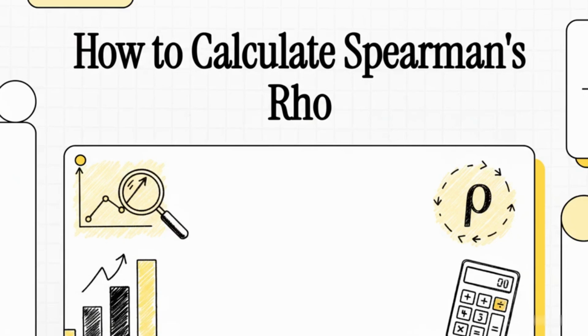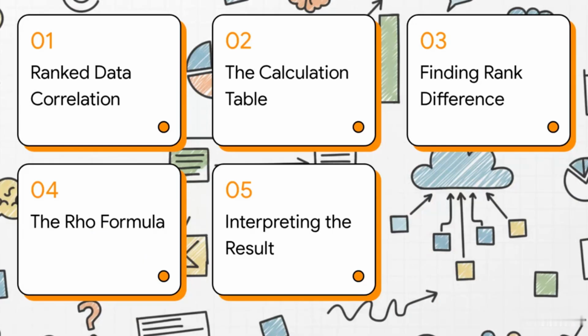Hey there, and welcome. Today we're going to break down step by step how to calculate a super useful tool in statistics, Spearman's rank order correlation. You'll also hear it called Spearman's rho. So here's what we've got on tap.